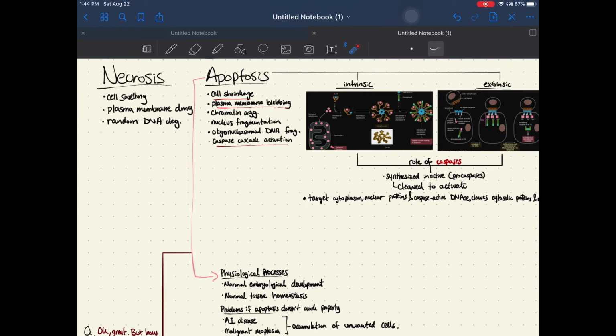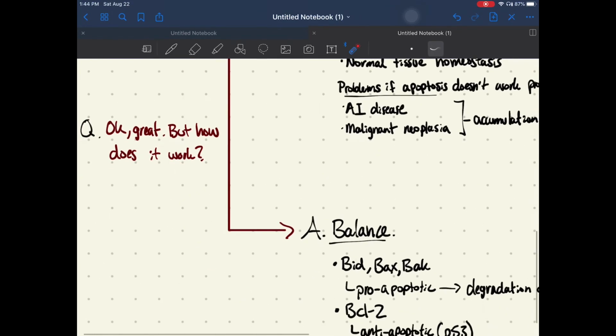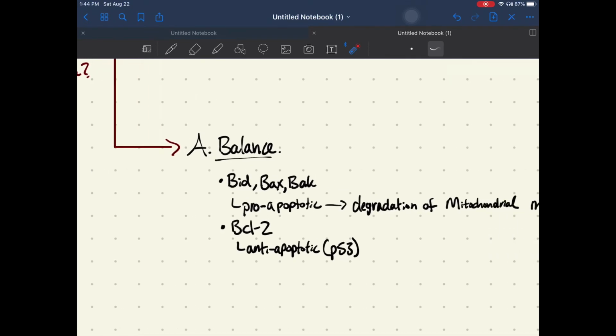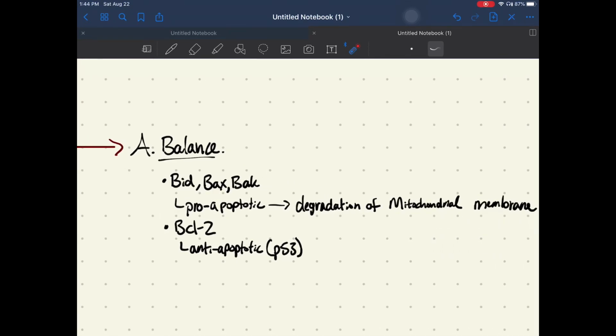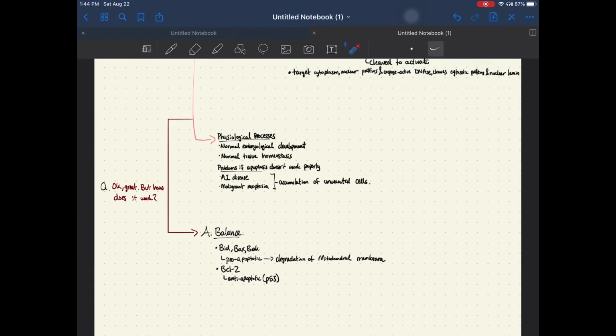And now you're like, okay, great, I understand apoptosis, but how do you even start apoptosis? How do you stimulate it? Or how does the cell know to undergo apoptosis? That's your question, and the answer is going to be balance. You're going to have two different things: your pro-apoptotic proteins and your anti-apoptotic proteins. Your pro-apoptotic ones are your BID, BAX, and BAK. These lead to the degradation of the mitochondrial membrane.